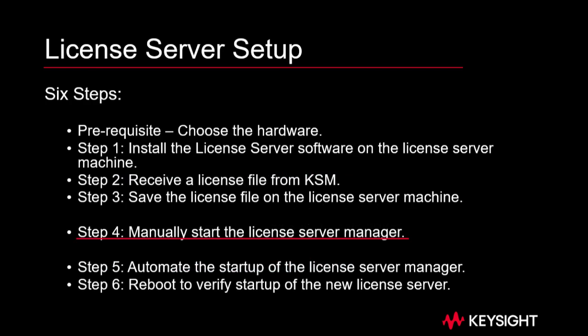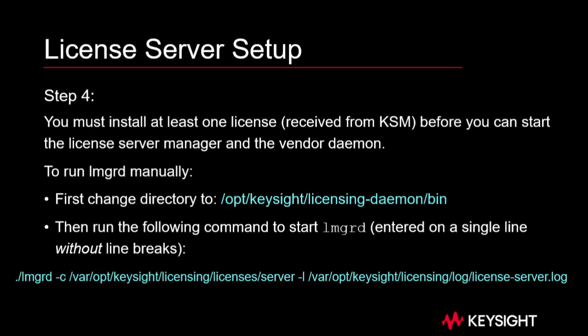Step 4. Manually start the license server manager to verify your setup. This verifies there are no networking, host name resolution, or other issues that prevent the license server manager from starting. You must install at least one license, received from KSM, before you can start the license server manager and the vendor daemon. To run LMGRD manually, first change directory to /opt/keysight/licensing-daemon/bin. Then run the command you see below to start LMGRD, entered on a single line without line breaks.